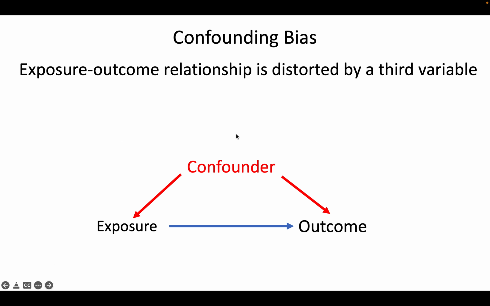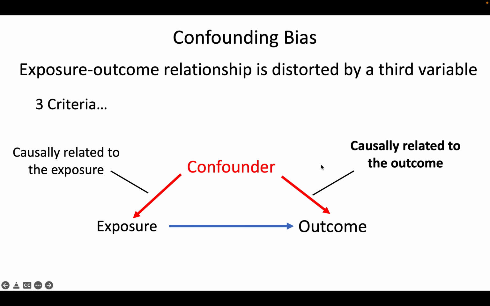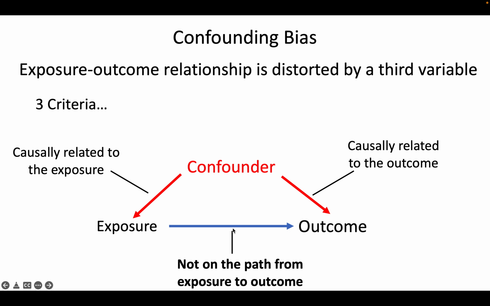And the last one is confounding. And I have a whole video on this, but just really briefly, a confounding variable is something that's related to both the exposure and outcome, and basically distorts the relationship between the exposure and outcome when it isn't controlled. And for something to be a confounder, it needs to be causally related to the exposure, causally related to the outcome, and it can't lie on the path between the exposure and outcome.